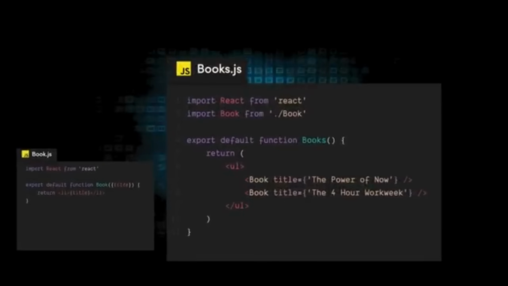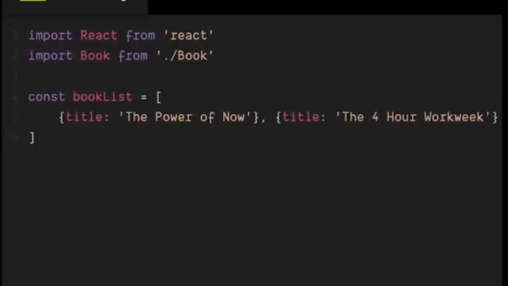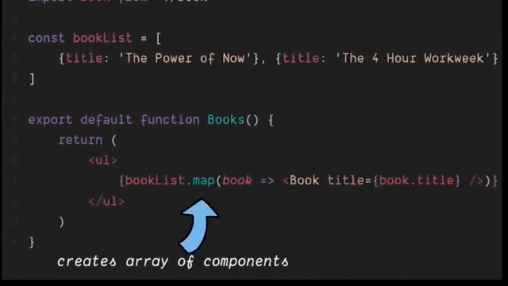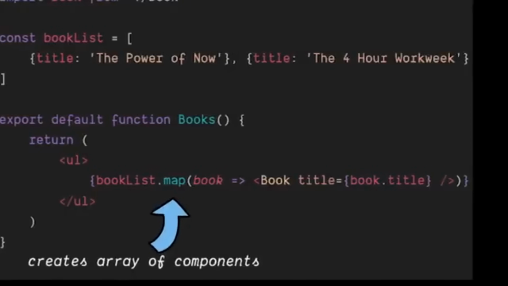Let's make our parent component books.js a little bit more like a real-life component. Usually we're going to have some JSON, or in this case, an array of books that we want to render on the page. We'll have to use the JavaScript array method map to do this, and we can return a component for each item in the array. This is a pattern you'll see a lot in React.